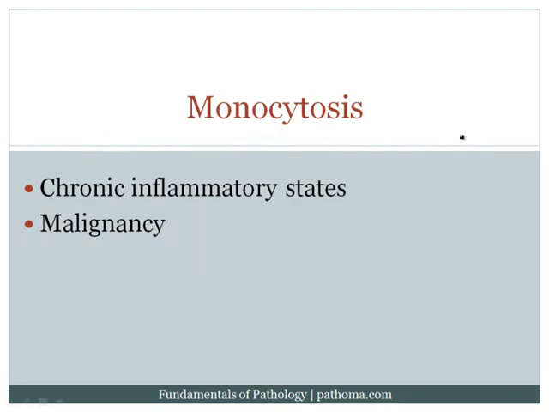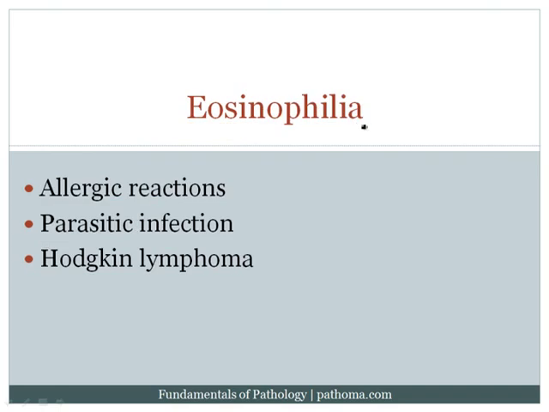Another possibility would be to get a monocytosis. That would increase the white count. Monocytosis, very straightforward, is seen in chronic inflammatory states and is also seen in malignancy. Eosinophilia can also increase the white blood cell count. This is an increased number of circulating eosinophils, classically seen in allergic reactions, classically seen in parasitic infection.